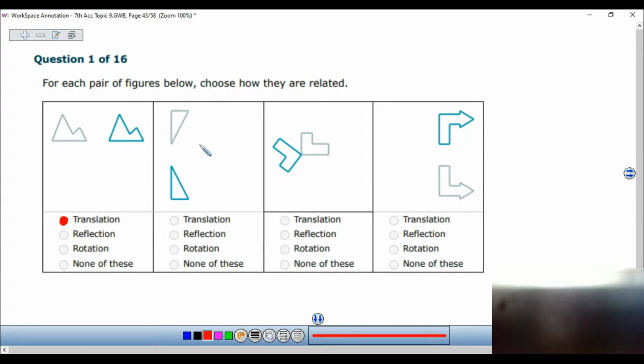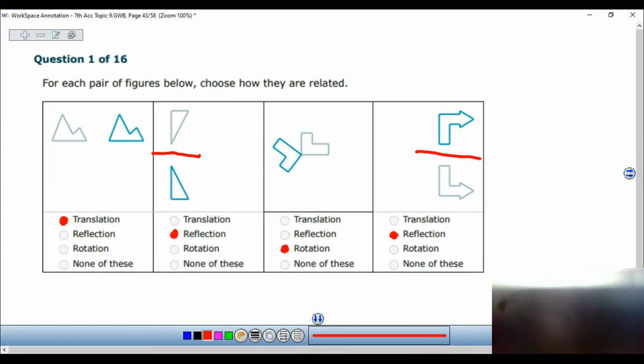The second one, this is a reflection. As if you put a mirror right there, they'd be exact mirror opposites. That is a reflection. Then we have this one that looks to me like a rotation. All right. This last one, again, looks like a reflection to me. That is a reflection.